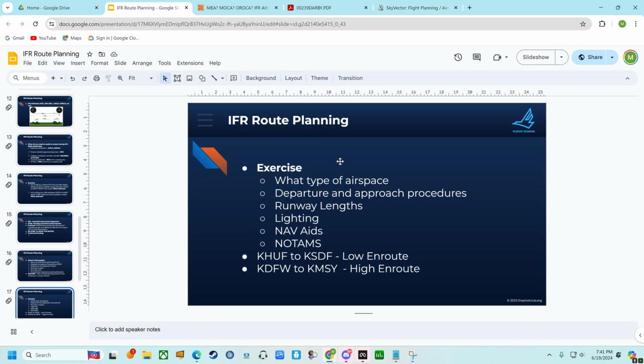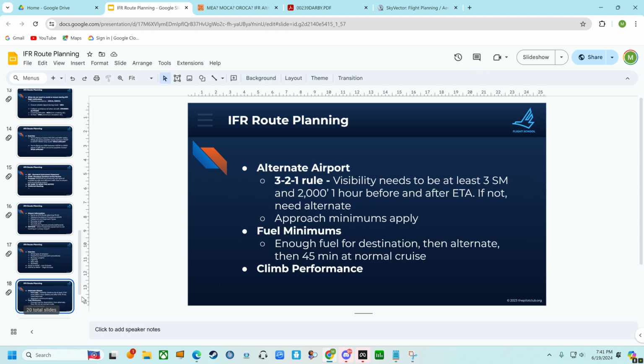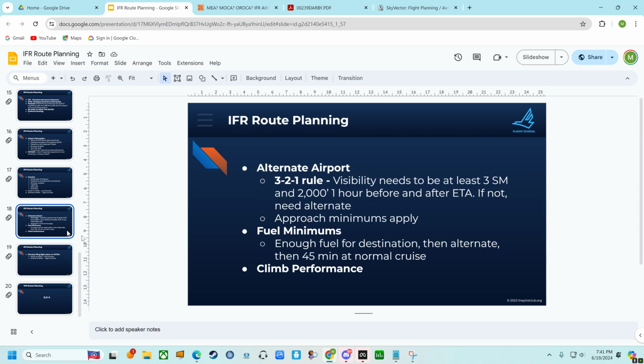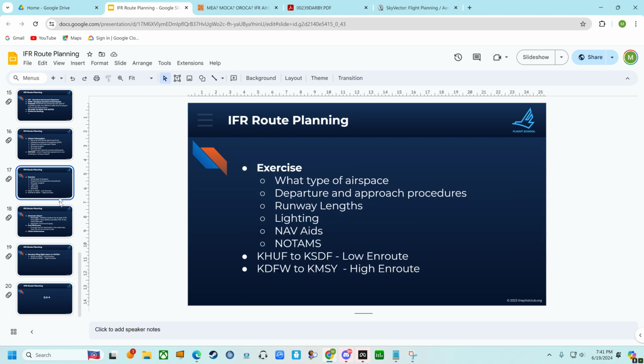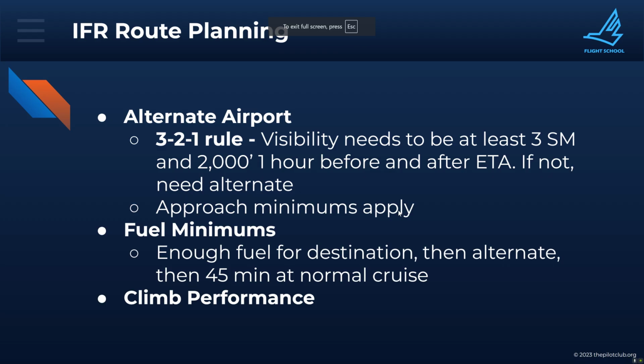What else we got? We talked about navaids, lighting, runway length, procedures. Let's see what else we got. And we'll talk about how to file this. Oh, let's talk about alternate airports, right? So when to file for an alternate.